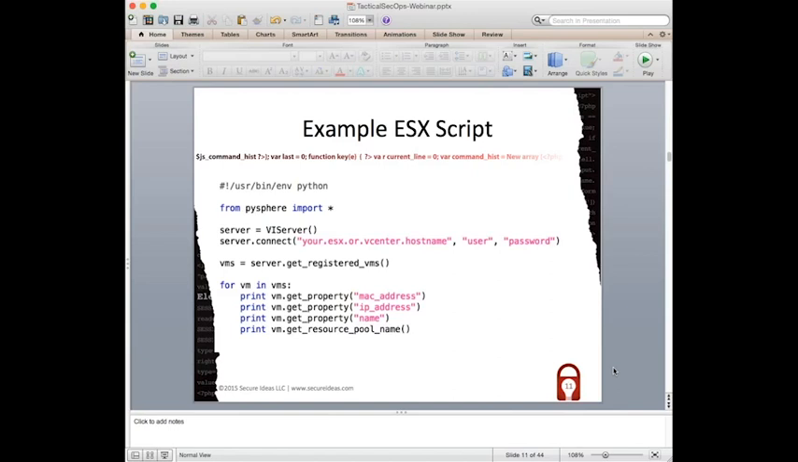I can take that information, push it into a database somewhere. I can format a report and send that off. Really, it's what you want to do from here. But you see how simple and easy this is. We just declare, hey, we're going to import our PySphere module, connect to the server. Here's our credentials. Give me the registered VMs, and now I just iterate through and extract out the different bits of information that I want to use.